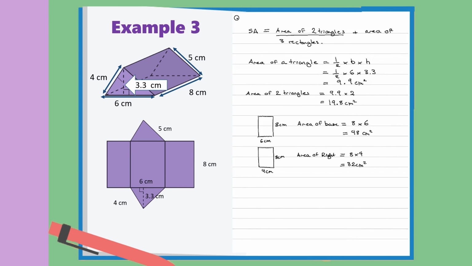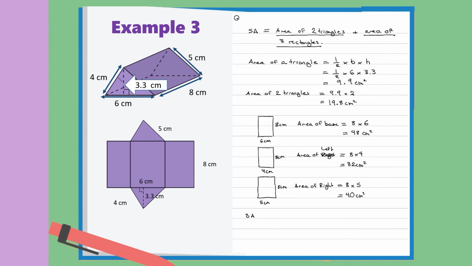Alright, now we just need to solve for our final rectangle, which is going to be the rectangle on the right. Now the rectangle on the right is 5 centimeters wide and 8 centimeters long, so the area of the right rectangle is going to be equal to 8 times 5, which is equal to 40 centimeters squared. So we have the area of our two triangles, and we have the area of the three rectangles, so we can solve for surface area.